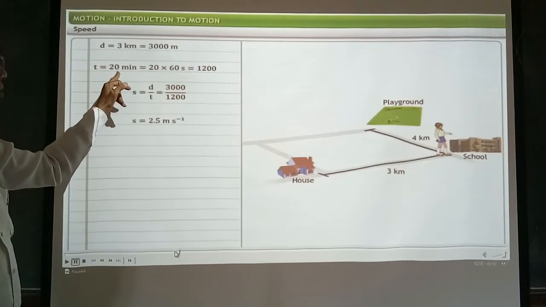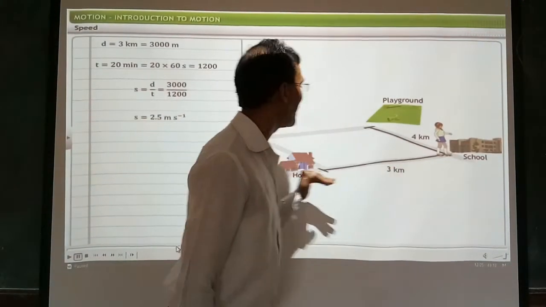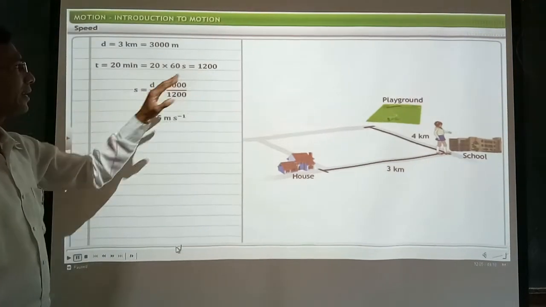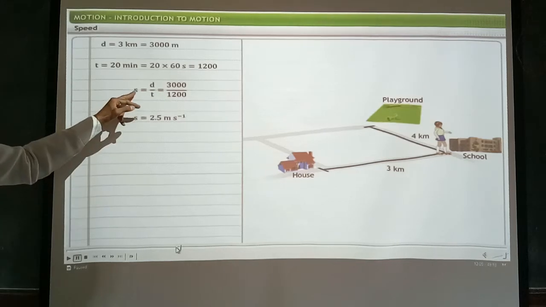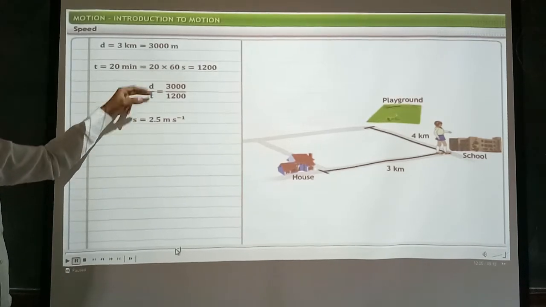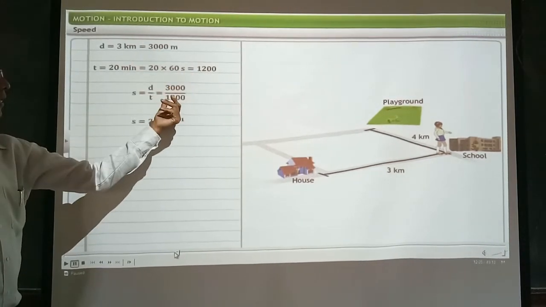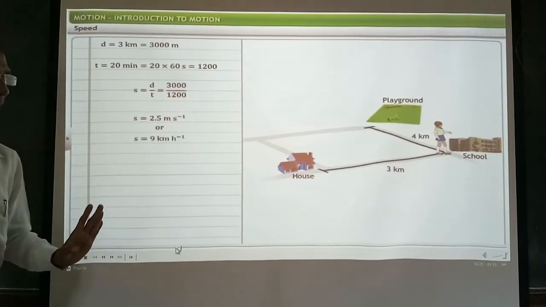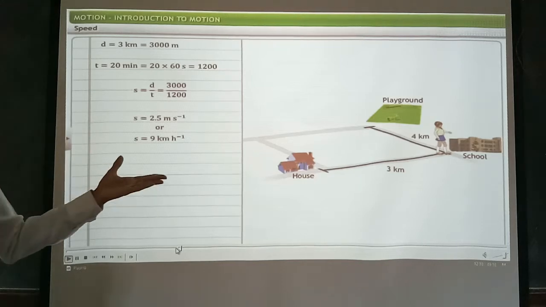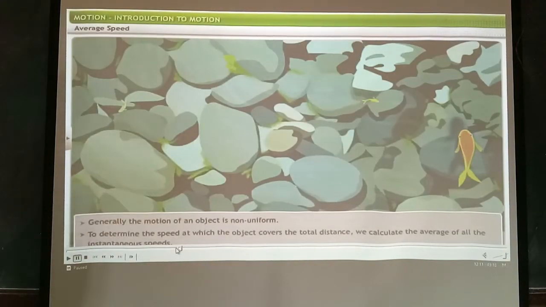Time taken, suppose it takes 20 minutes to cover the distance. Convert into seconds: 20 times 60 seconds, that is 1200 seconds. So speed equals distance upon time. So 3000 divided by 1200. So the average speed is 2.5 meter per second. So these are the related examples.